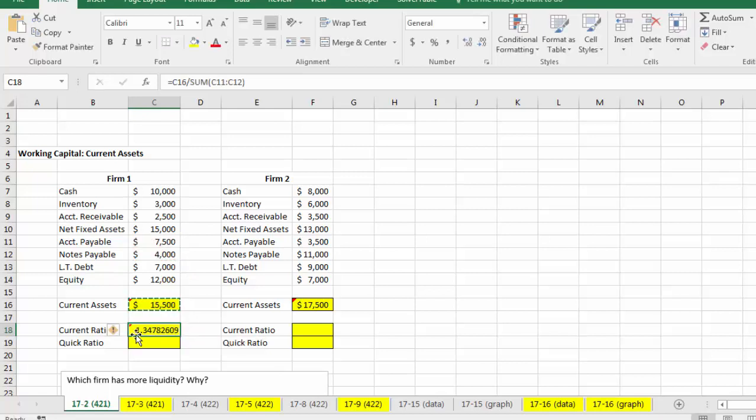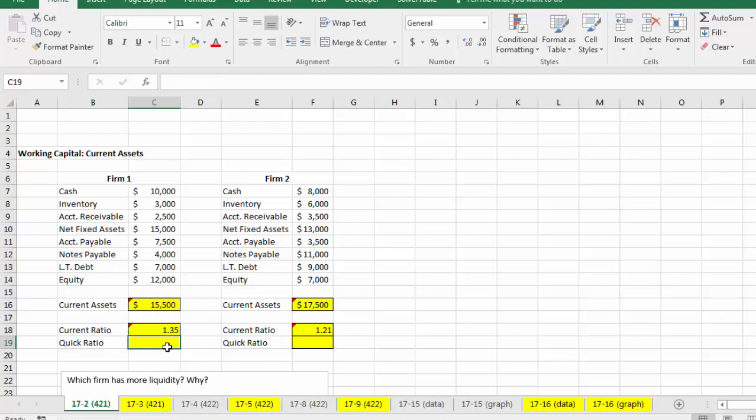So that company's got a kind of a low current ratio there at 1.34, 1.35, and let's do the same thing for this business. 1.21. Well, that one's even lower. So firm 1, despite having fewer current assets, has a slightly higher current ratio, so they're looking more liquid actually.